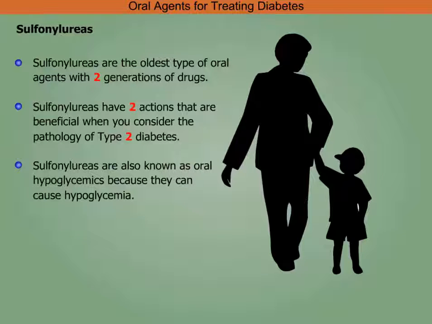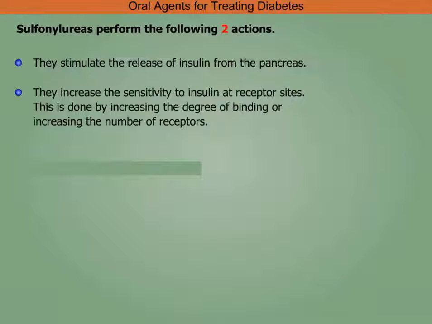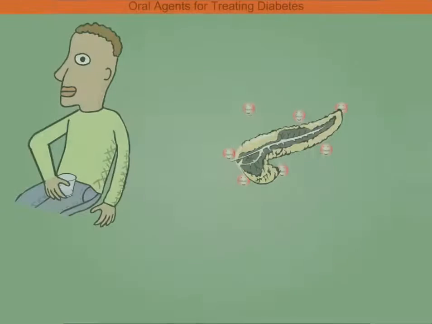Sulfonylureas have 2 actions that are beneficial when you consider the pathology of type 2 diabetes. Sulfonylureas are also known as oral hypoglycemics because they can cause hypoglycemia. Sulfonylureas perform the following 2 actions. They stimulate the release of insulin from the pancreas. They increase the sensitivity to insulin at receptor sites. This is done by increasing the degree of binding or increasing the number of receptors.